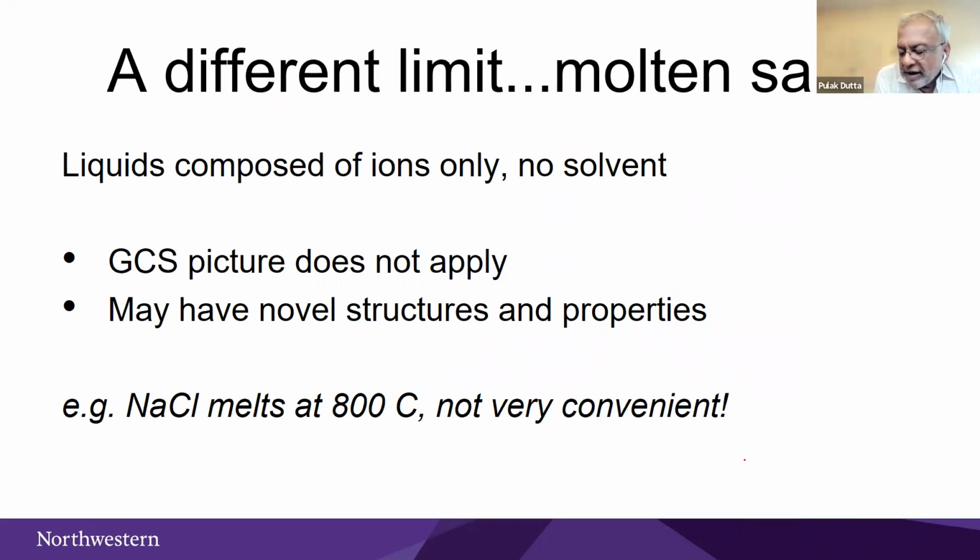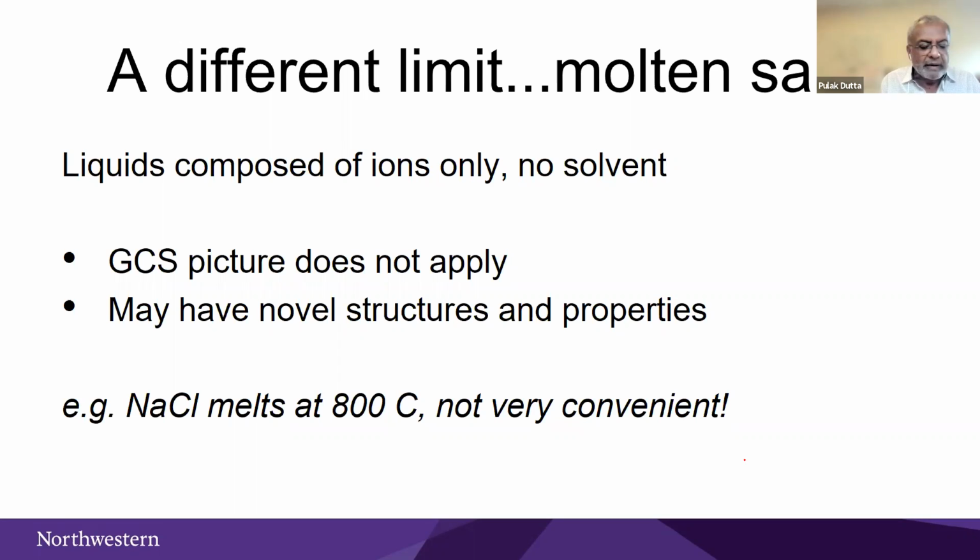Well, molten salts would be a different limit. So if you take sodium chloride and melt it, then there's no water in there. And all you have is sodium and chlorine ions running around. And then there's no reason the Gouy-Chapman-Stern picture should apply. And you say, well, that's quite different. It may be different. It may make better batteries. It may make weird batteries. It may make weird capacitors. Who knows?